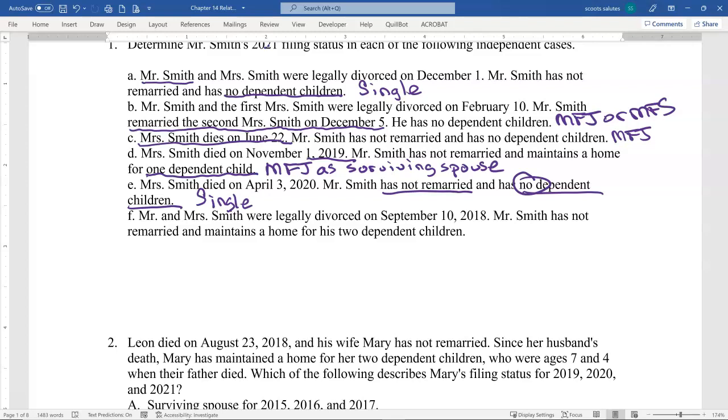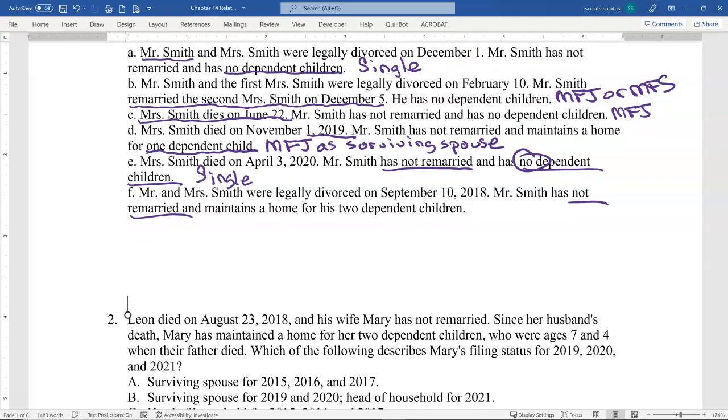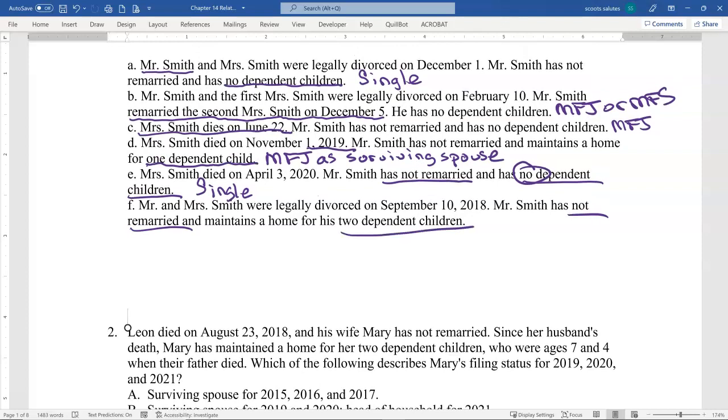And then in F, it says Mr. and Mrs. Smith were legally divorced on September 10th, 2018. Mr. Smith has not remarried and maintains a home for his 2 dependent children. Right, so in this case, not married, so the options would be head of household or single. Are there dependents? Yeah, there are 2 dependents. So he would be considered a head of household.